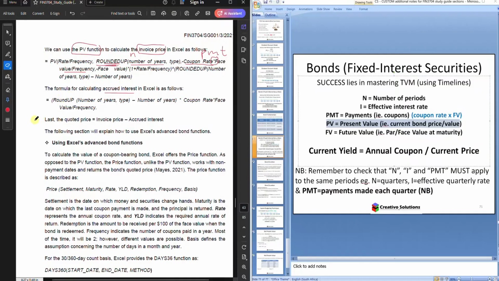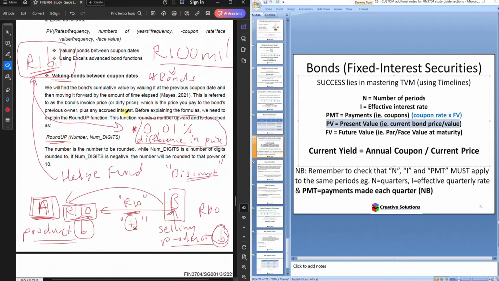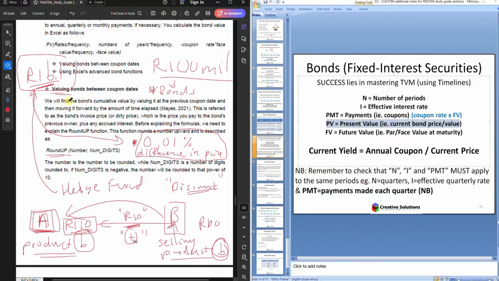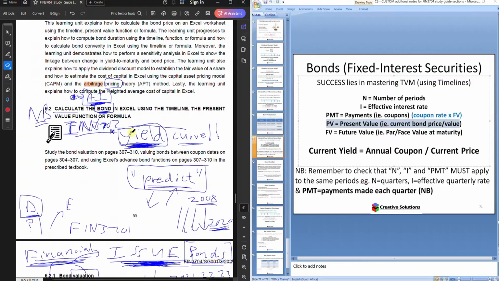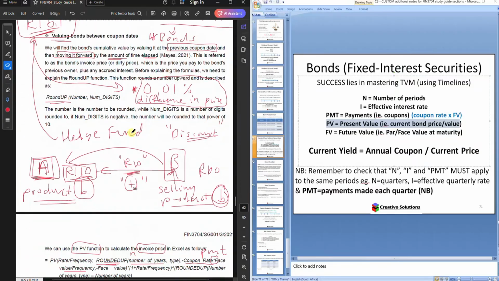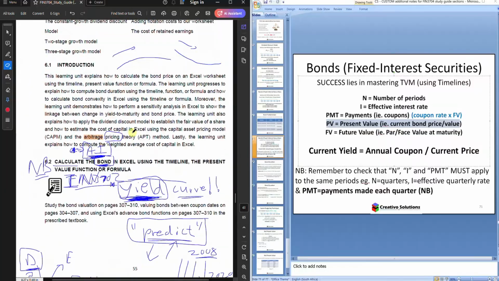So here's the little note. Where you have accrued interest in the invoice price, you can either take it out or add it in. You can include it or take it out, because this is that adjustment for the price. I think here they even had a little note about it. Here, we find the bond's cumulative value by valuing it at the previous coupon date and moving it forward by the amount of time that has elapsed. Did I rub it out? Yeah, it looks like I did.